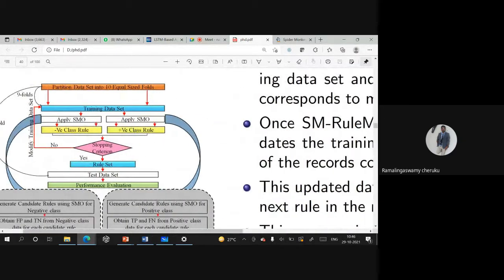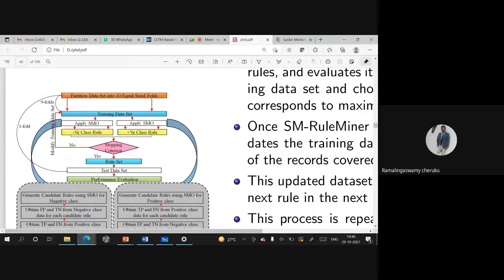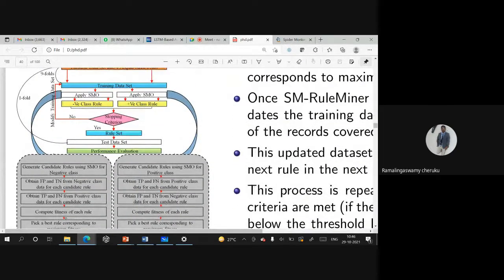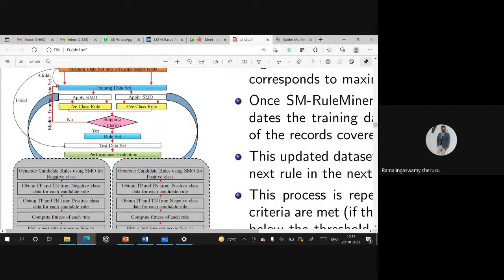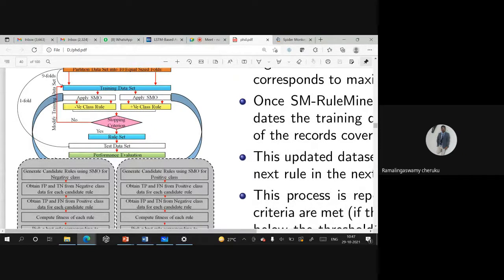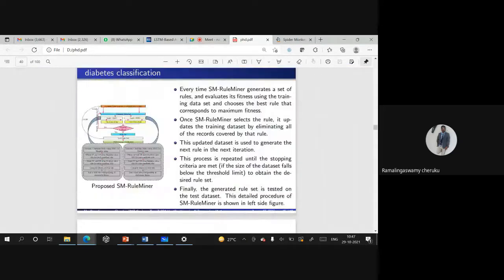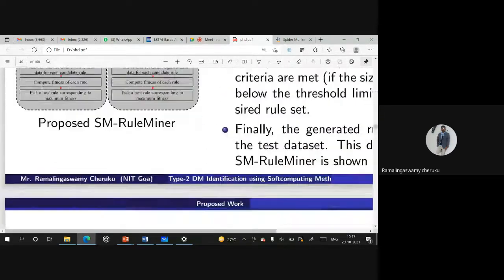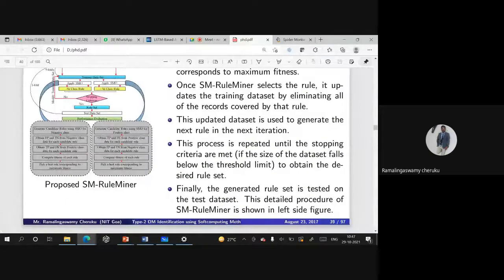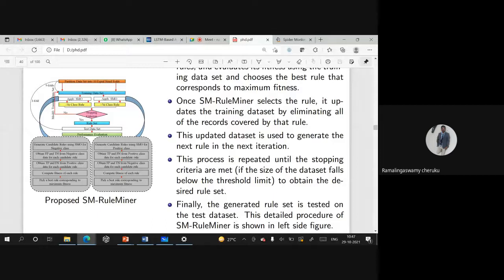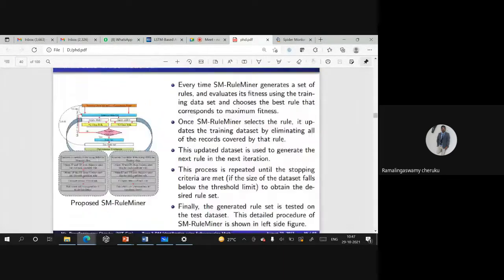So once we divided the data sets, if you see here in this figure, I have clearly shown there is a negative class and a positive class data set. The training data set is partitioned into positive class and negative class. And the appropriate rules will be generated. If the rules were generated by making use of the spider monkey optimization, SMO, algorithm from the positive class, it is called a positive class rule. If it is generated from a negative class data set, then it's called a negative class rule. So at the last, when you combine the rules generated from the positive class and negative class, they constitute the whole rule set.